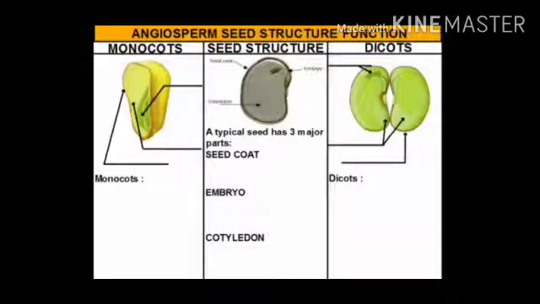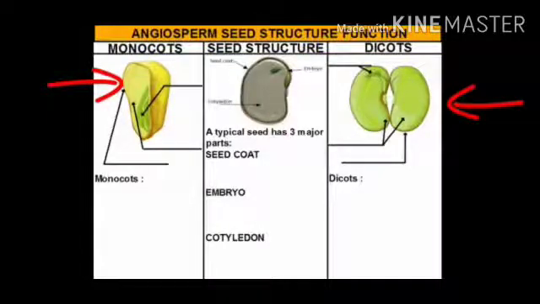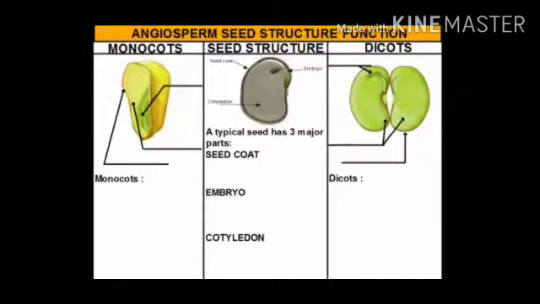However, you can see that monocots here on the left have a much different look than dicots here on the right. But they do have the same structures in them. There are three main structures to a seed. First of all, there's what's called a seed coat.